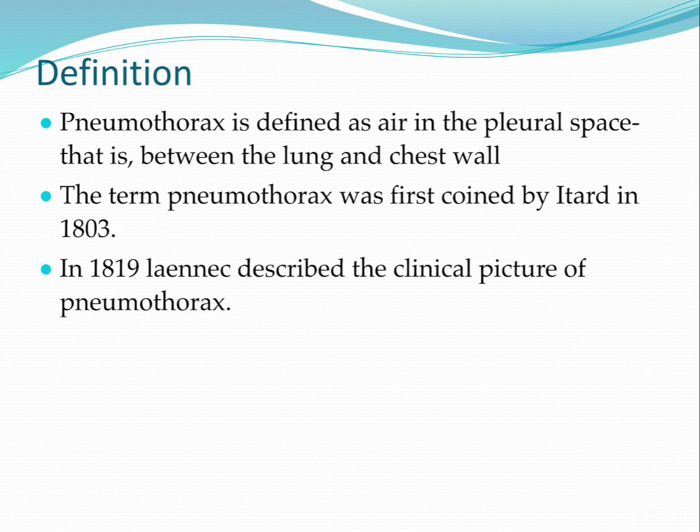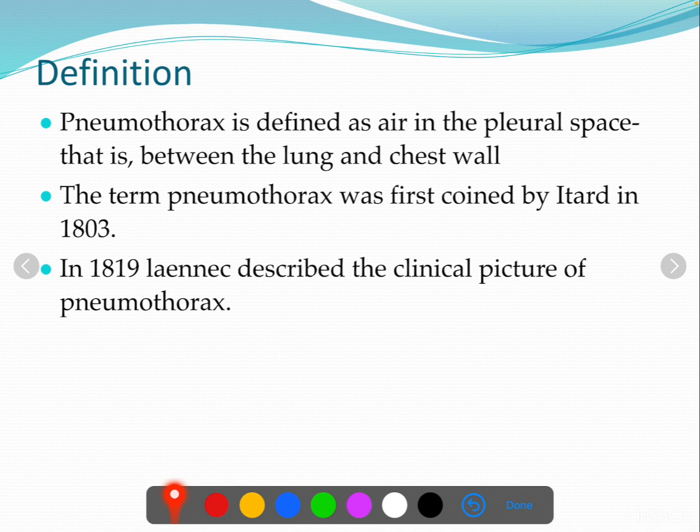So let's get started. What is the definition of pneumothorax? Pneumothorax is defined as air in the pleural space, that is, between the lungs and the chest wall. The term pneumothorax was first coined by Itard in 1803, and in 1819 Laennec described the clinical picture of pneumothorax, like what symptoms and signs are there in a pneumothorax patient. So this condition has been defined for 200 years.